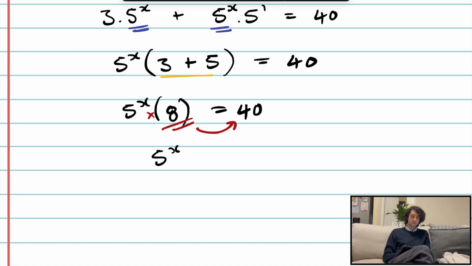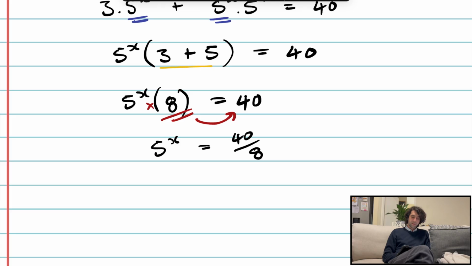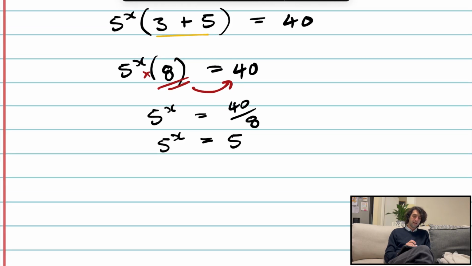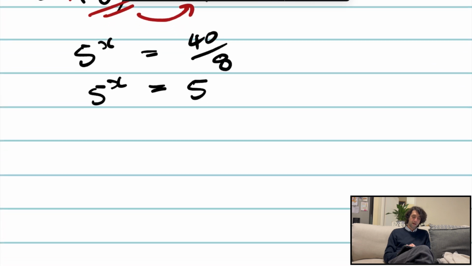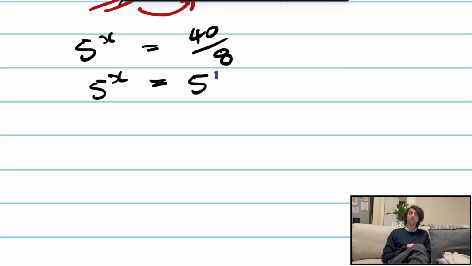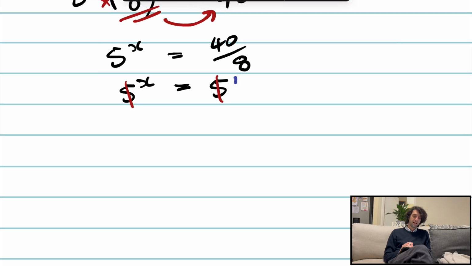So I get 5 to the power of x is equal to 40 over 8. I'm happy to see this because 40 over 8 is simply 5. This 5 over here, you can imagine it as being 5 to the power of 1. So when we drop these bases, because they are the same, we find that x is equal to 1.